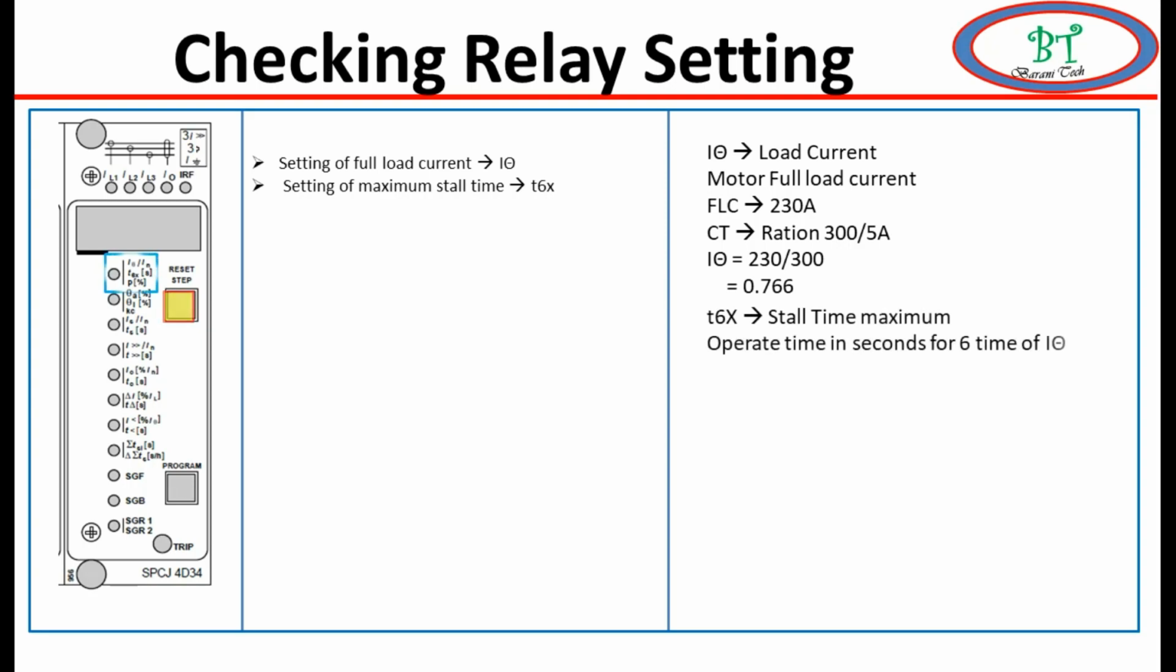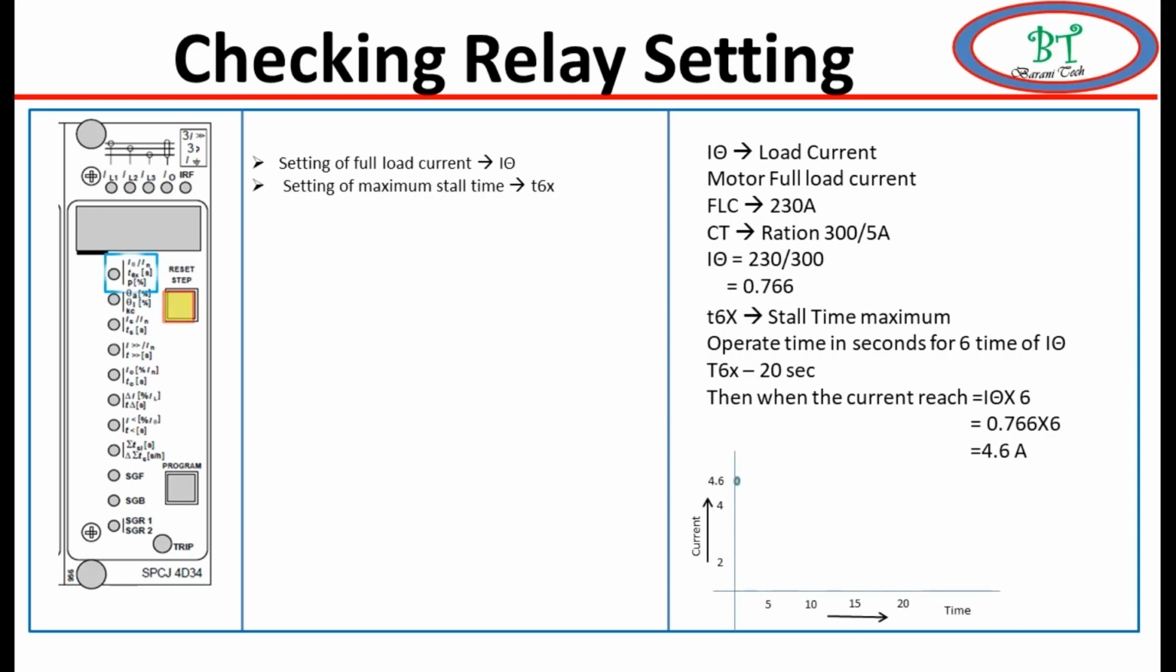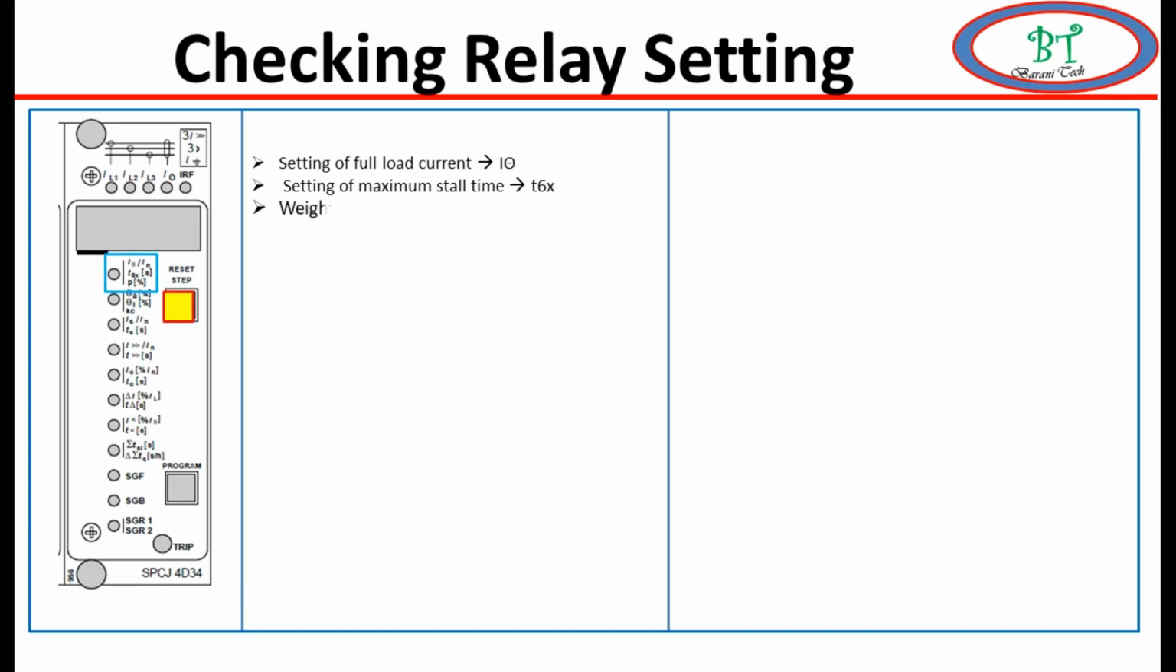Now we will see how this protection is going to work. We are considering 0.766 as the full load current, that is Iθ. When the motor current reaches 6 times Iθ, that is 4.6 amps, and if it is not reduced before 20 seconds, then the relay will issue a trip command to the breaker. P is a weighting factor which is used in thermal calculation.